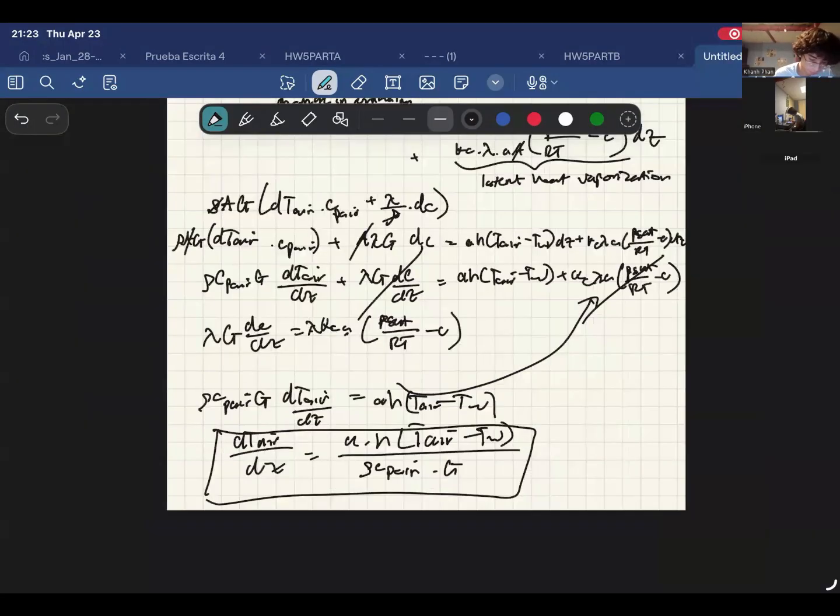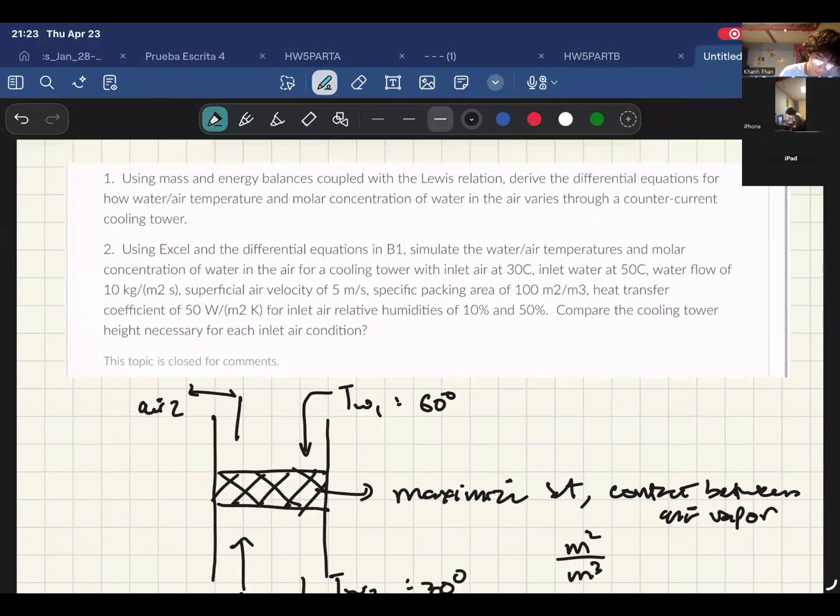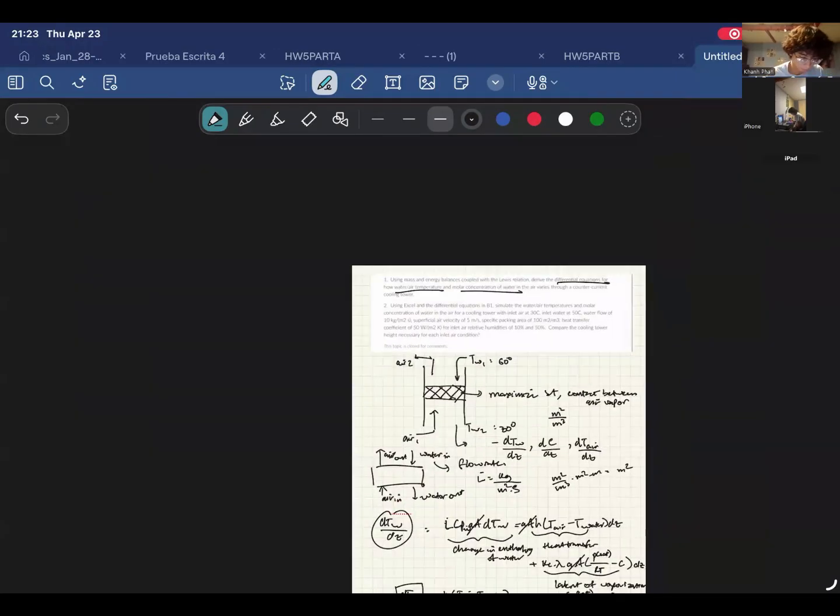And then now we're gonna move on to Excel, okay? So now that we've derived the differential equations for water temperature, air temperature, and molar concentration of water.